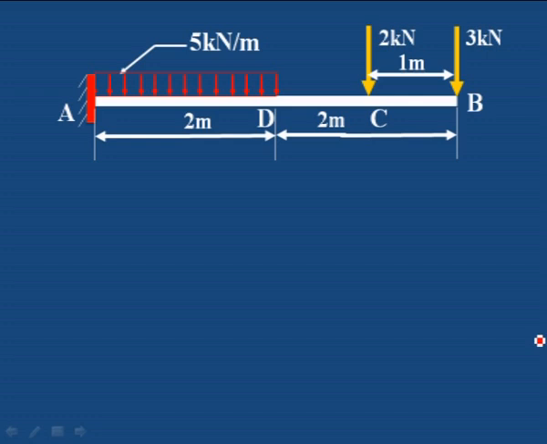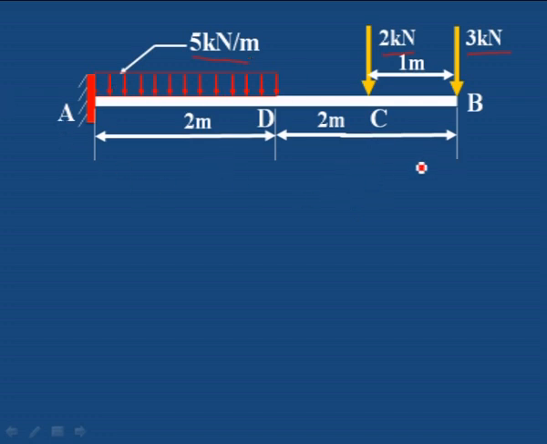Now let us take one more example, which carries 2 point loads with a uniformly distributed load. The UDL of 5 kilonewton per meter acts up to a distance of 2 meter from A, and one point load of 3 kilonewton is acting at the free end. One more point load of 2 kilonewton is at a distance of 1 meter from the free end. So 2 point loads and one UDL are taken.